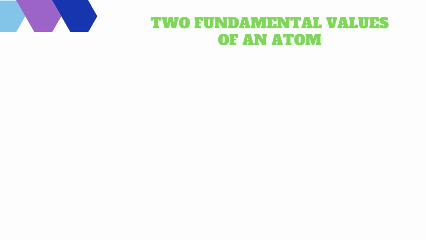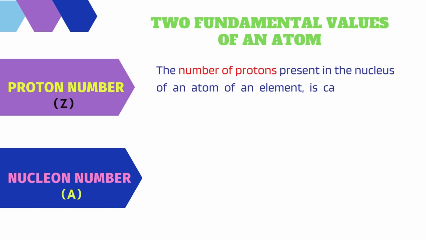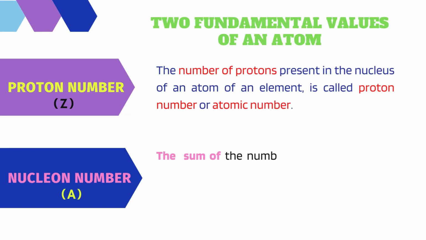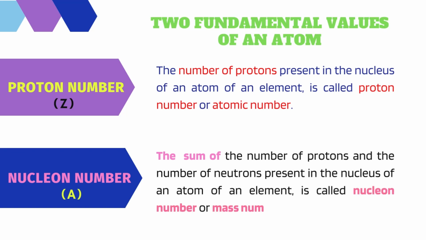Fundamental values of an atom are proton number and nucleon number. Proton number is represented by capital Z, while nucleon number is represented by capital A. The number of protons present in the nucleus of an atom of an element is called proton number or atomic number. The sum of the number of protons and the number of neutrons present in the nucleus of an atom of an element is called nucleon number or mass number.